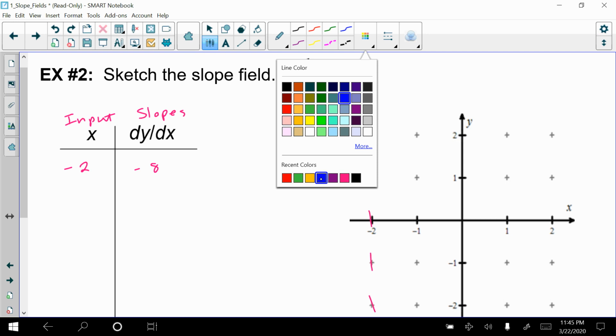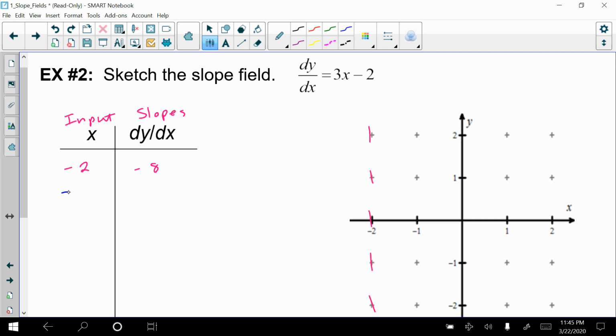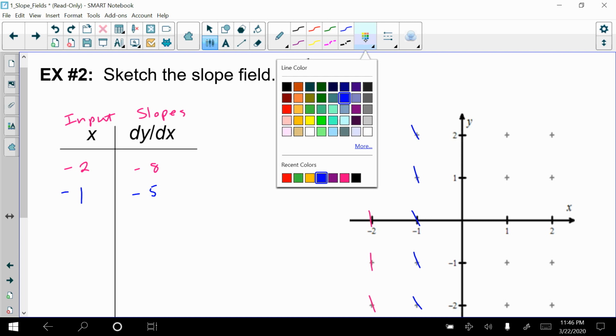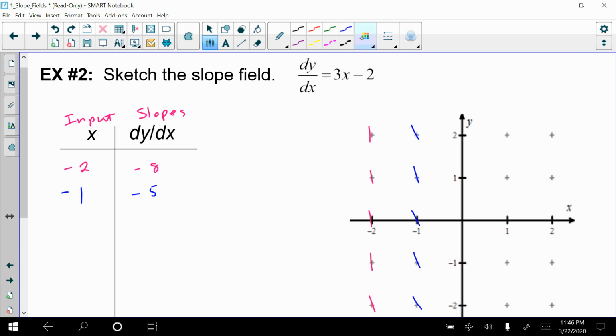So let's go to another value. Let's go to the next integer, moving to the right. That would be -1. Substituting -1 into the expression, I'm going to get an output of -5. So anywhere x is -1, I'm going to have a slope of -5. So something still pretty steep, but not quite as steep as the -8 was. So let's go to our next value here. Let's try a 0.